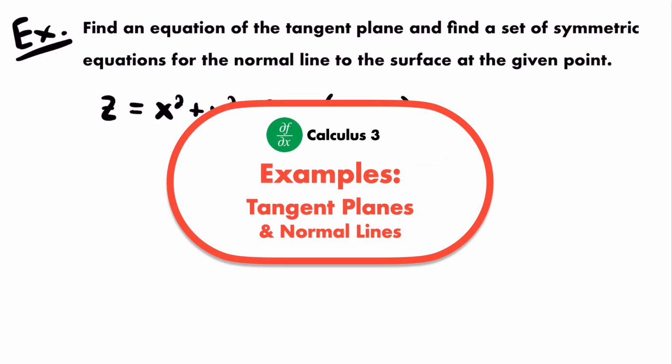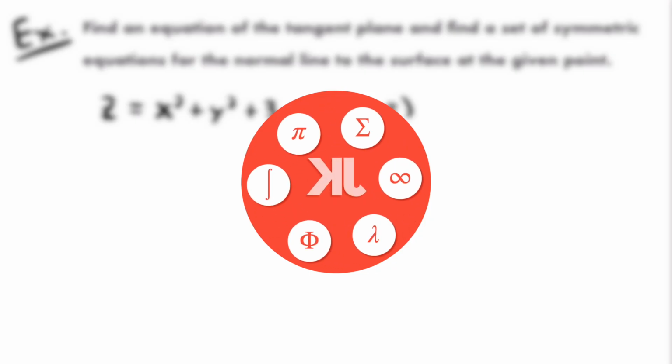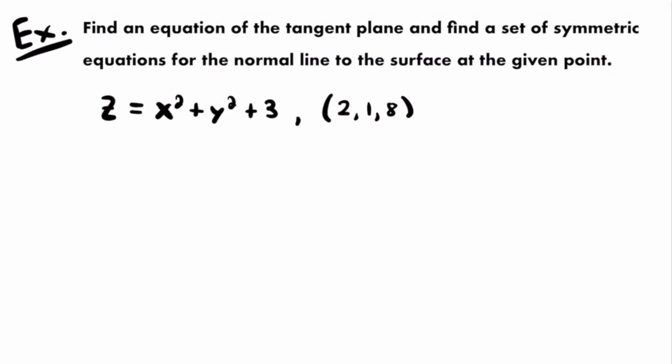Welcome back. Let's practice finding tangent planes and normal lines. All right, so here's our first example. We want to find an equation of the tangent plane and find a set of symmetric equations for the normal line to the surface at the given point. We're given z is equal to x squared plus y squared plus 3 and the point (2, 1, 8).